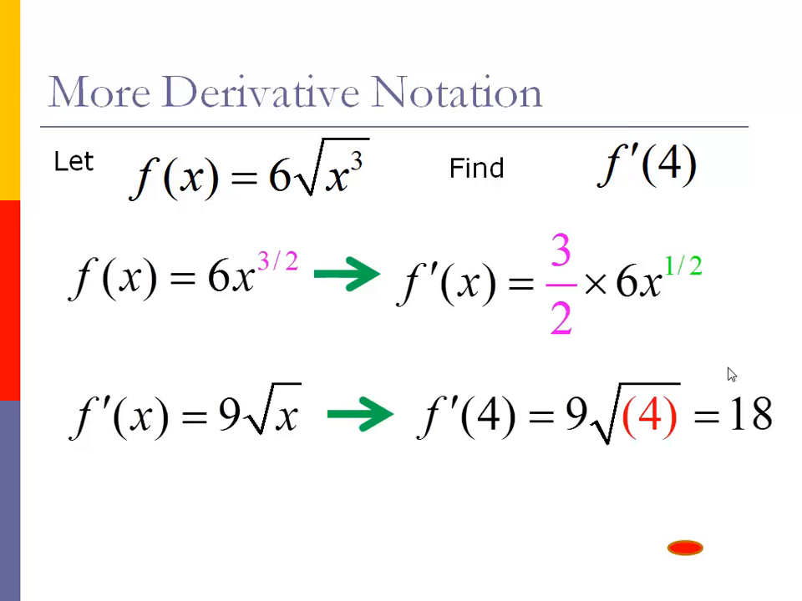And so our next thing we want to do is evaluate the derivative at 4. So we're looking for f prime of 4. And when we do that, we plug 4 in, take the square root of 4, which is 2. 2 times 9, we get our 18, and that would be our final answer for f prime of 4.